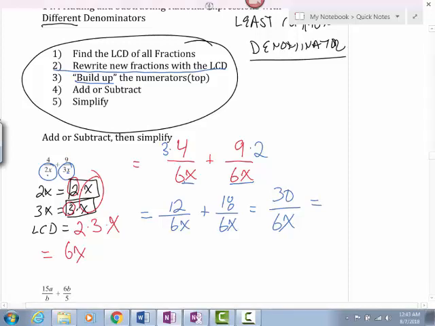And then finally, the last thing we can do here, we can reduce 6 into 30. So 6 goes into 6 one time, so there's just my 1x. 6 goes into 30 5 times. So my answer is 5 over x.